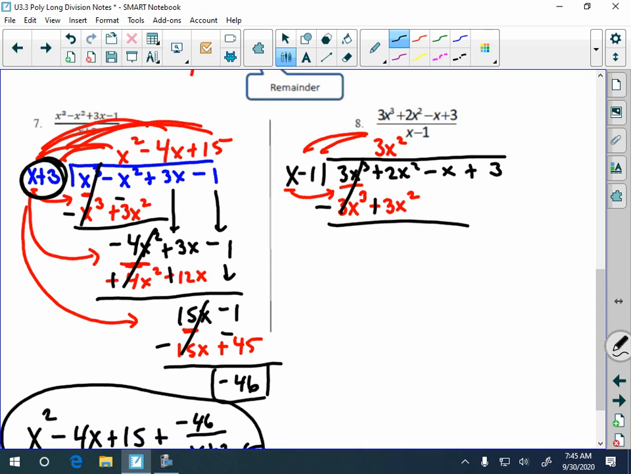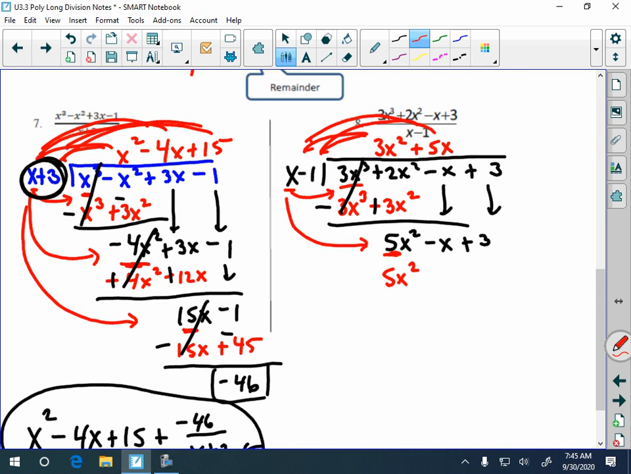2x squared plus 3x squared is 5x squared. Just bring all this down, minus x and plus 3. Alright, so then x times what is 5x squared? So it's going to be plus 5x. So 5x has to get distributed. So 5x times x is 5x squared. 5x times negative 1 is negative 5x. Draw a line, change both signs to their opposites, add down. Negative x plus 5x is 4x. Drop down the plus 3.